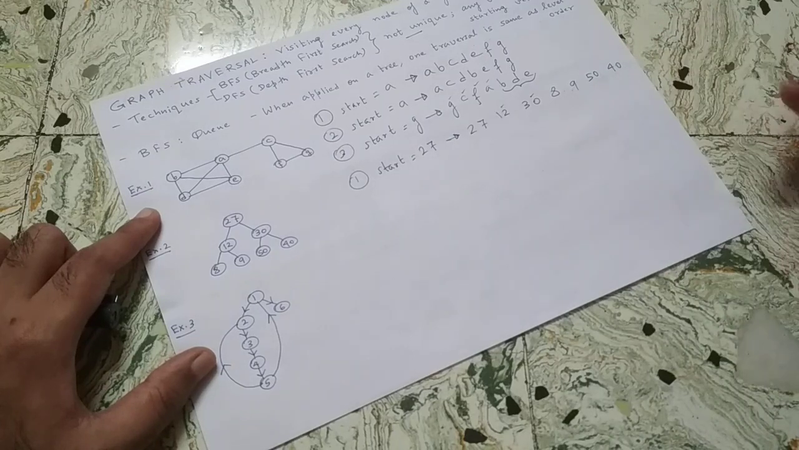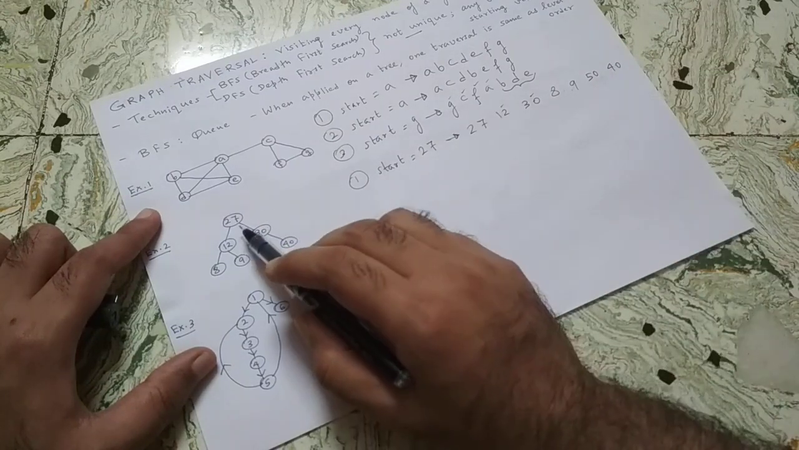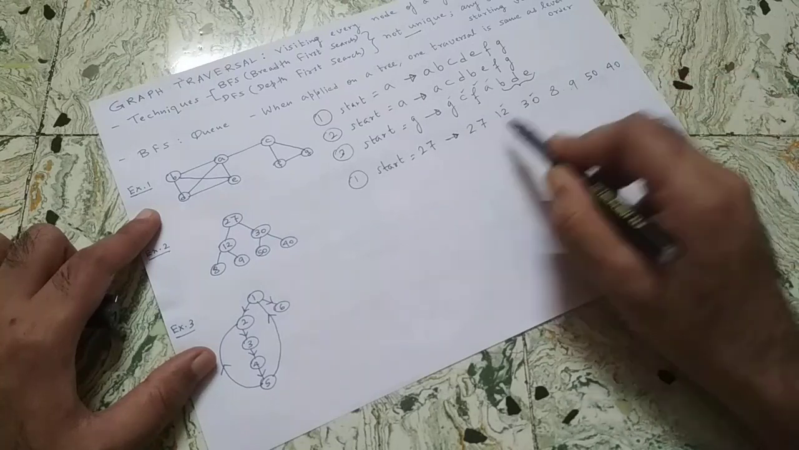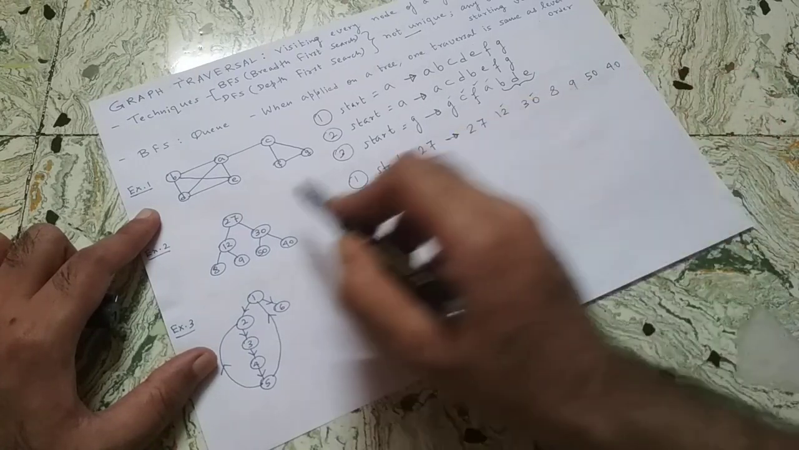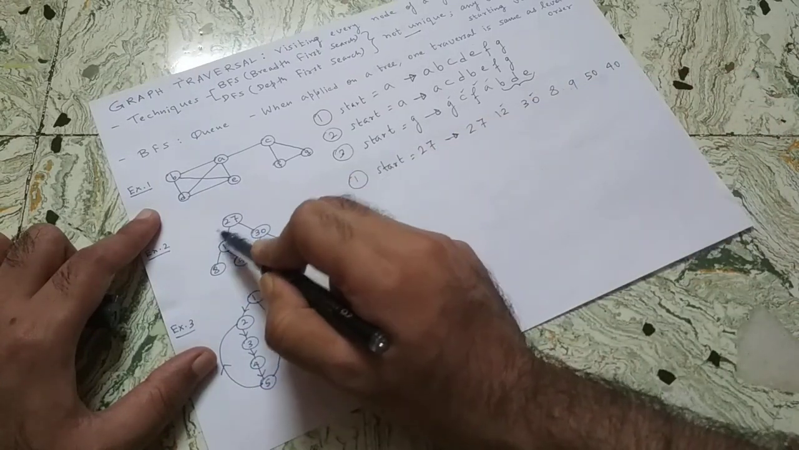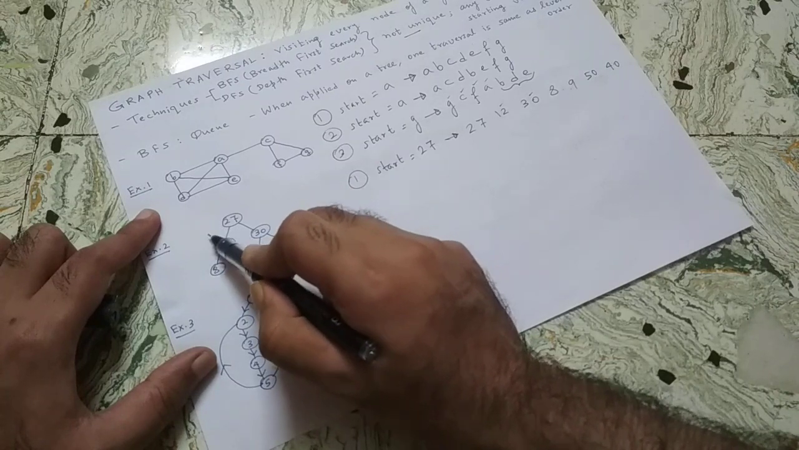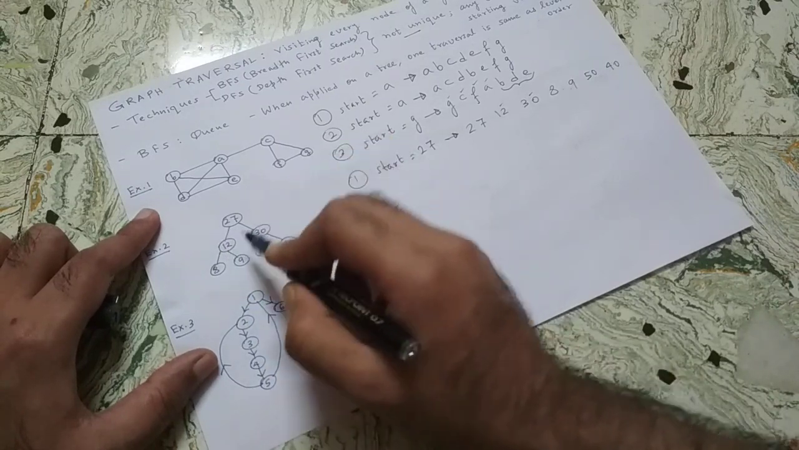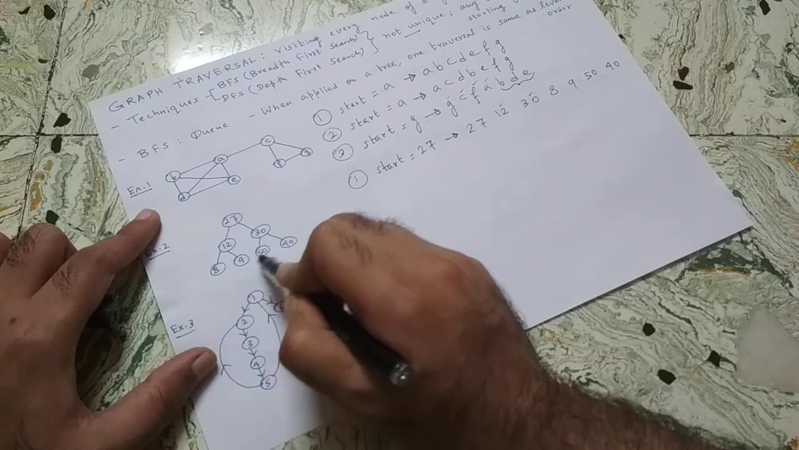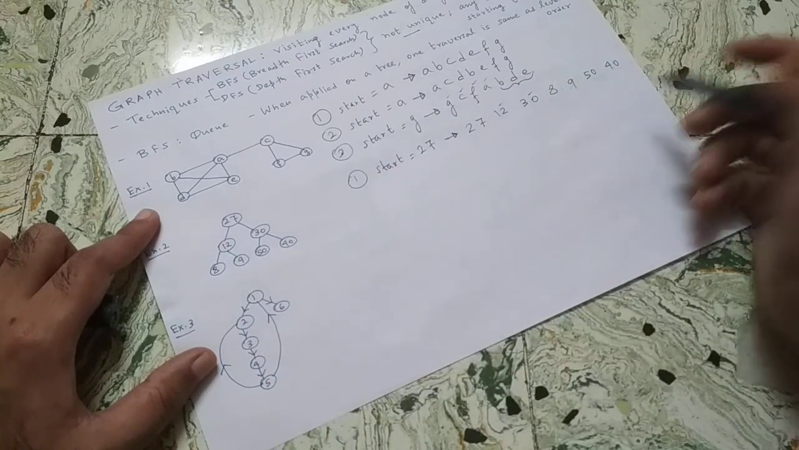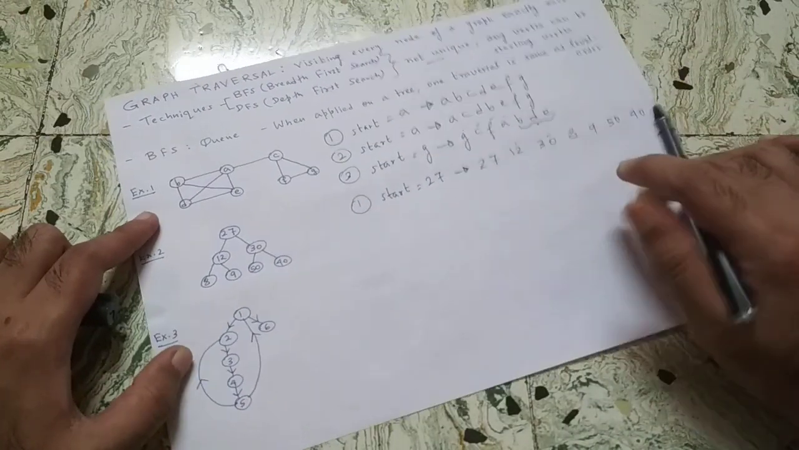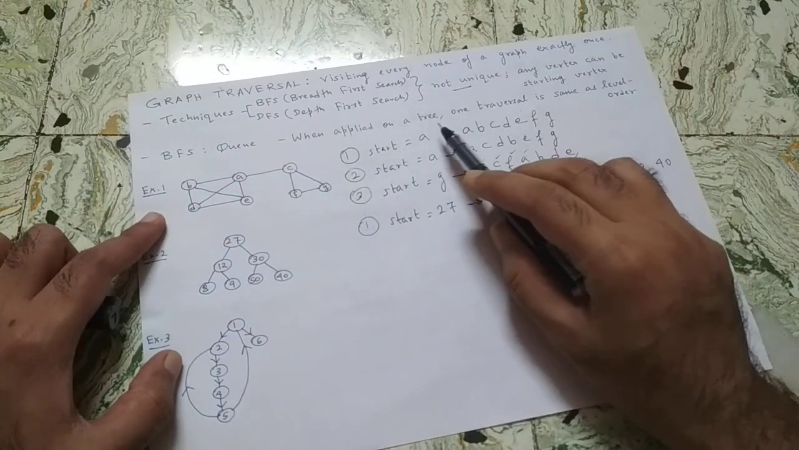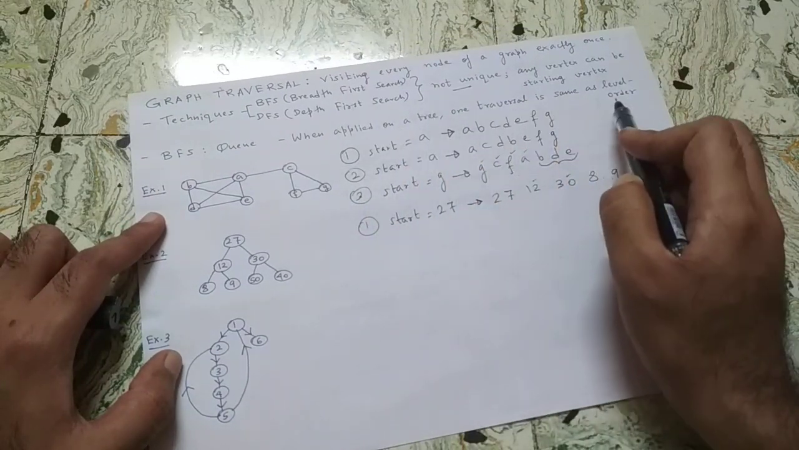50 followed by 40. Now, if you observe, this BFS traversal that you got is the same as the level order traversal. So first you would visit the nodes present at level 0, that is 27, followed by 12 and 30, followed by 8, 9, 50 and 40. And that is exactly what I've done here. So this proves this statement that when applied on a tree, BFS is the same as level order.